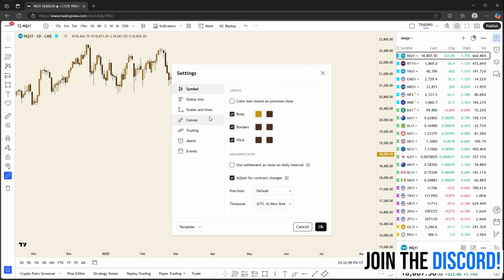And then some other TradingView settings: just make sure this color bar is based on previous closed. Make sure that's not checked. Make sure it's unchecked. And you'll see, for example, up here, this candle was a down candle.